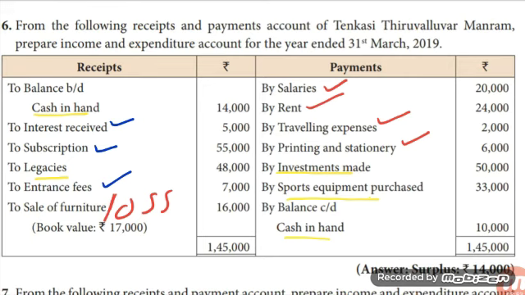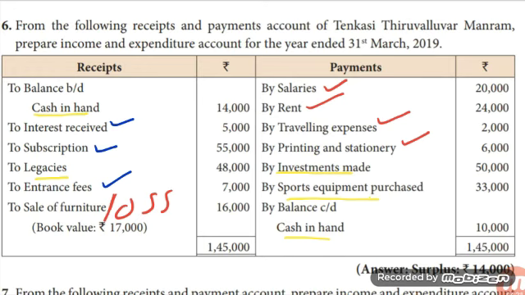Then what are the debit side items? To salaries, amount in outer column 20,000, to rent 24,000, to traveling expenses 2,000, to printing and stationery 6,000. Children, don't forget to take the loss on sale of furniture. Then write to loss on sale of furniture amount 1,000. Now we entered all expenses on the debit side and income on the credit side.